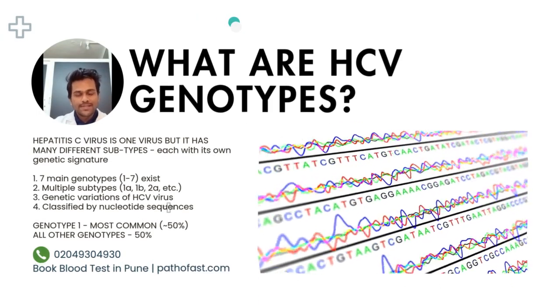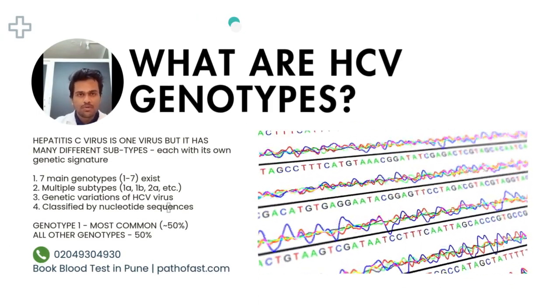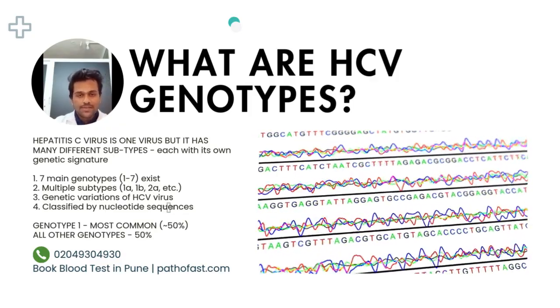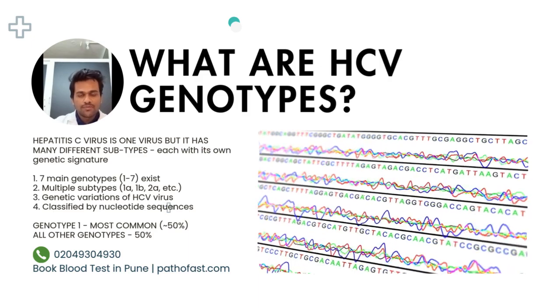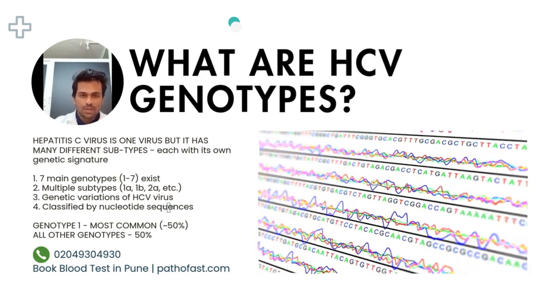So what are the different HCV genotypes? What is a genotype and what do these genotypes mean? HCV is basically a virus. It is called hepatitis C and it spreads through infected body fluids and causes damage to the liver.